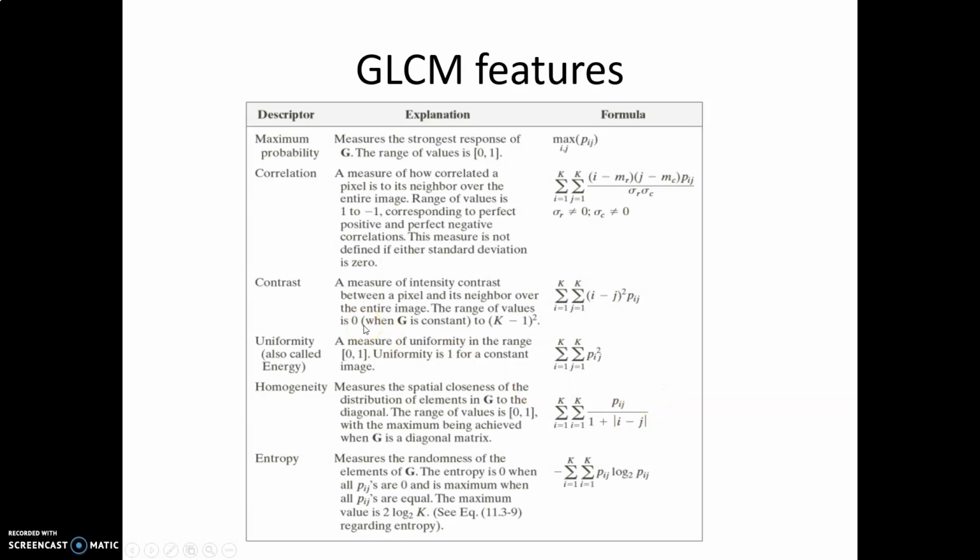These are different layers of texture. For example, we have the contrast, we have the correlation, then we have the maximum probability, we have the entropy, we have homogeneity, and all these things are calculated as per these formulas.